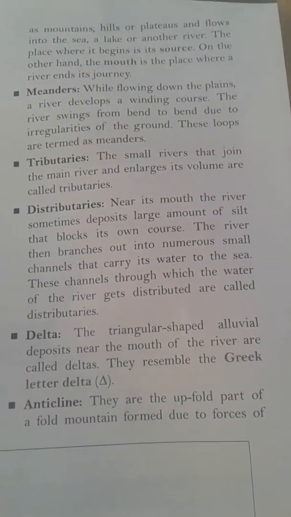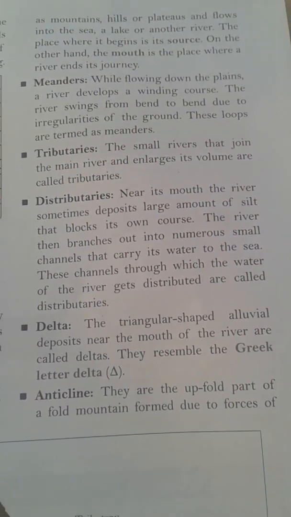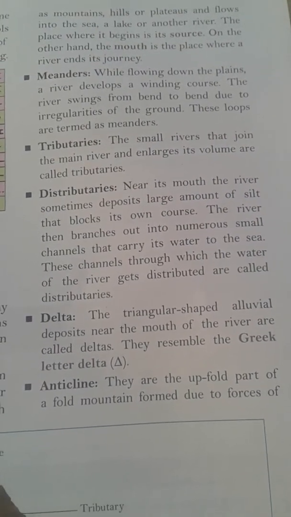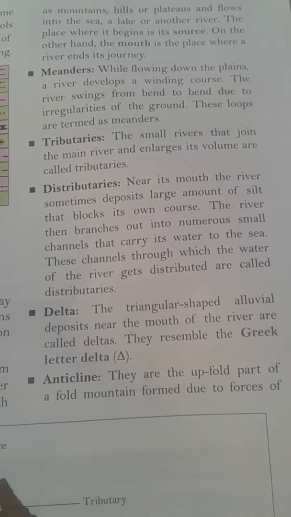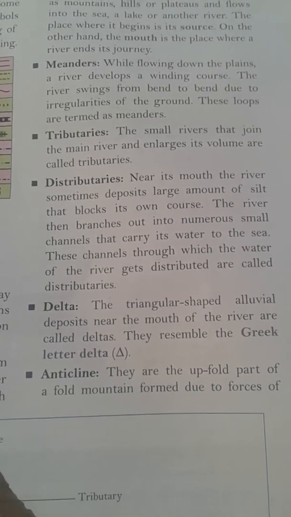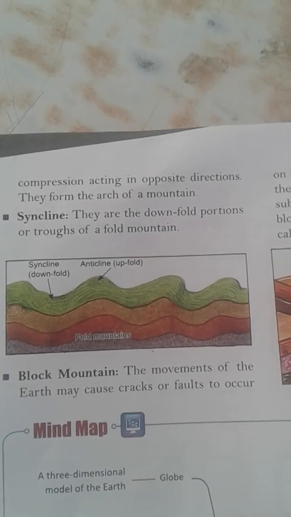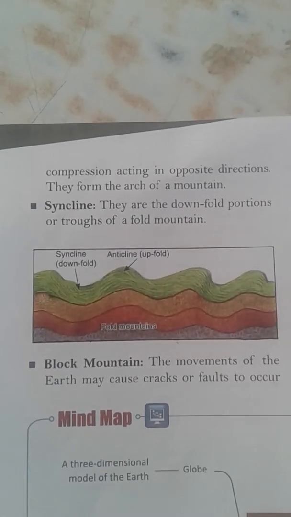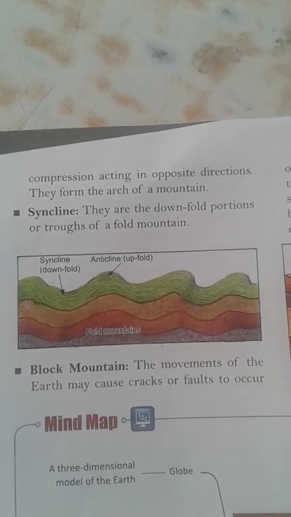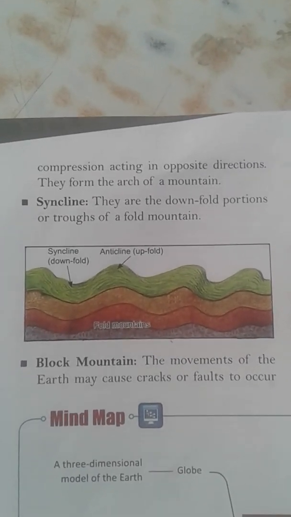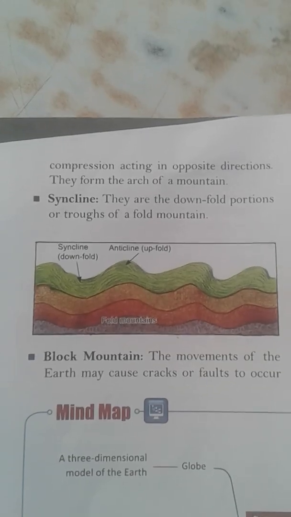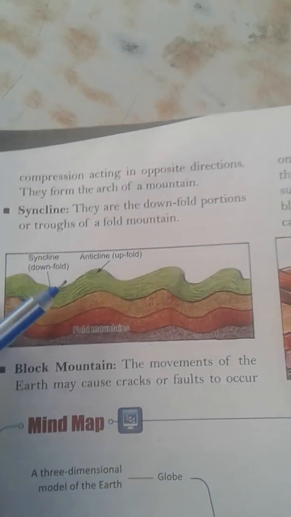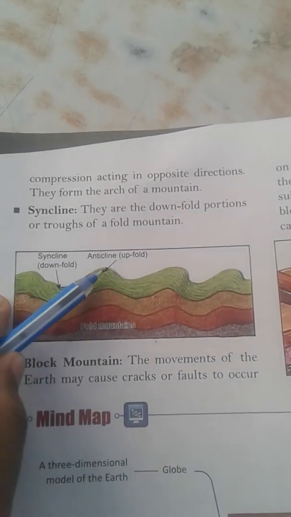Anticline. What is an anticline? By the forces of compression from the opposite sides, the upfold part is formed in the fold mountain. They form the arch of the mountain. Next is syncline. They are the downfolded portion of the fold mountains. Like in this, it's a downfold and it's an upfold.